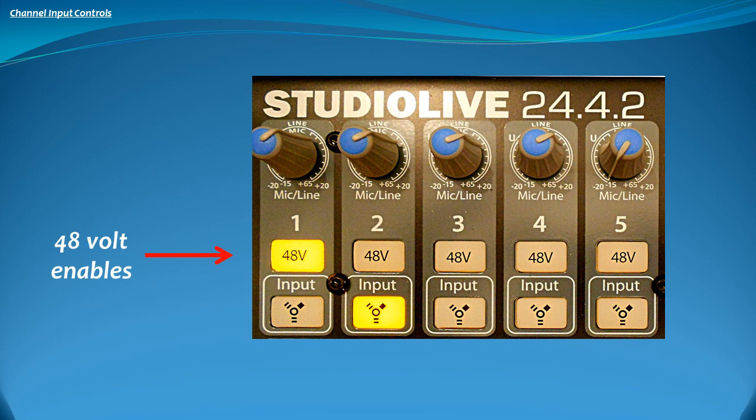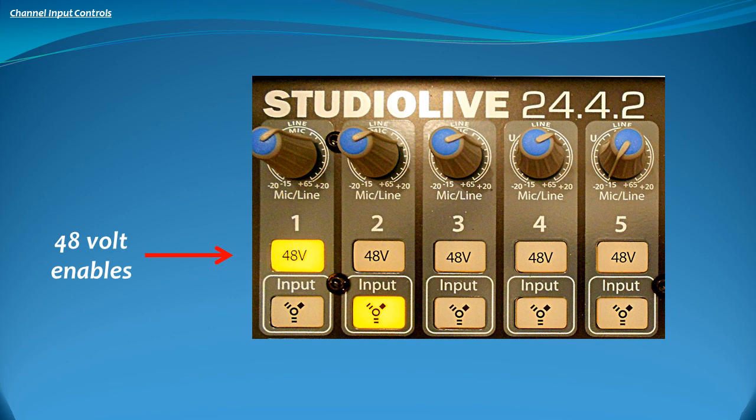The 48-volt phantom power is only used for certain types of microphones referred to as condenser mics. In order for these types of mics to function, they need an external DC power source. Usually, the power is supplied by the mixer via the microphone cable. The 48-volt enable should only be activated for channels with condenser mics. All other channels should have this switched off.